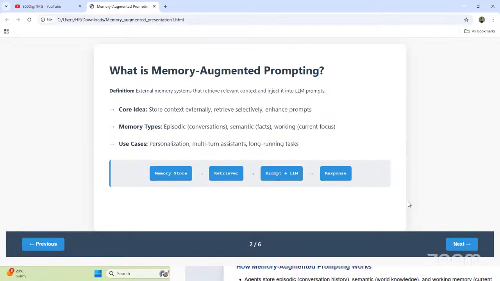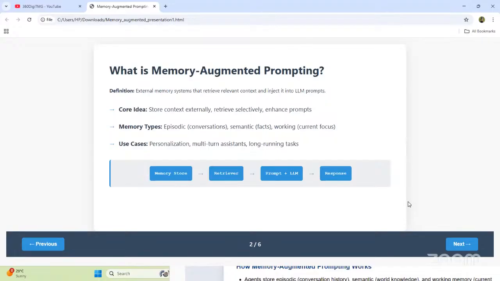There are three memory types: episodic memory, semantic memory, and working memory. Episodic memory stores conversational events. Semantic memory stores factual knowledge, like actual facts. Working memory focuses on what is currently important. The use cases include personalization, multi-turn assistance, and long-running automation tasks.